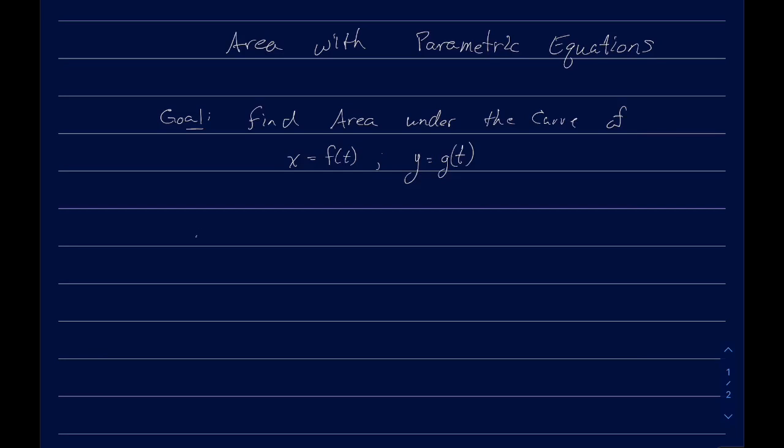So we wouldn't want a situation like if we were parameterizing x and y by cosine of t and sine of t. We would just want to consider 0 to 2 pi, for instance, because if we went from 0 to 4 pi, it would circle around twice and we would have double the area.